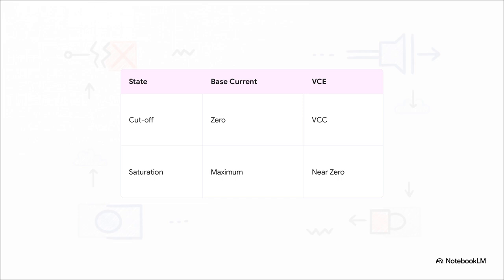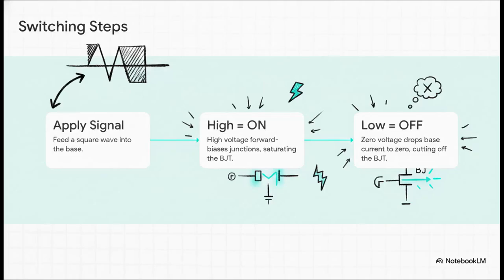In saturation, your collector current maxes out, and that collector-emitter voltage plummets to practically 0. It is either completely blocking or completely flowing. There is absolutely no in-between. So, how do we use this in the real world? Easy. We just bounce between these two extremes by feeding a square wave into the base.